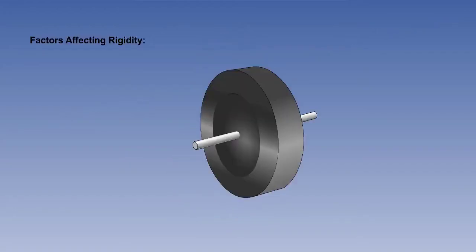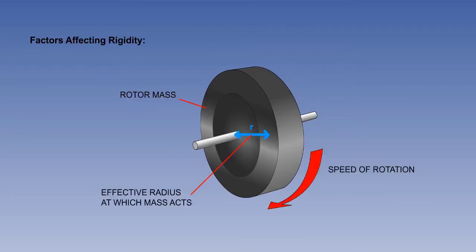The rigidity of a spinning rotor is affected by three factors. The first of these is the rotor mass. The second is the effective radius at which the mass acts. And the third is the speed of rotation.